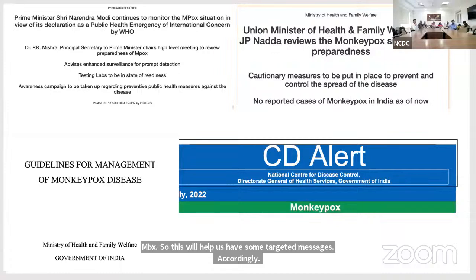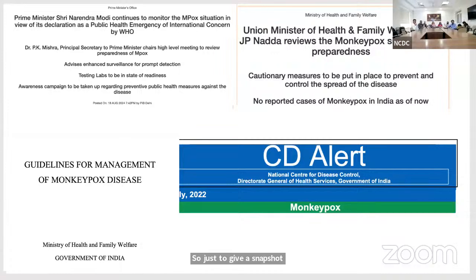So just to give a snapshot, which was also mentioned by my previous colleagues, about the Prime Minister taking stock of the situation, then the Union Health Minister had already taken it before the Prime Minister. The guidelines for management of Mpox have been released and they are being updated. And the CD alert, which was earlier released by NCDC in July 2022, has been updated and will shortly be available on the website of NCDC and will also be shared with everyone.